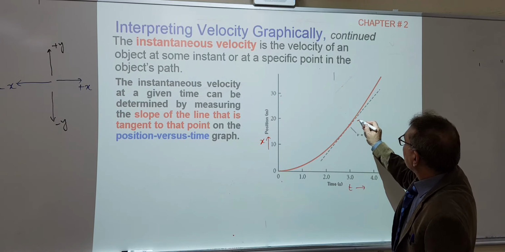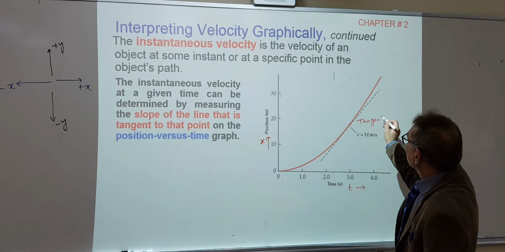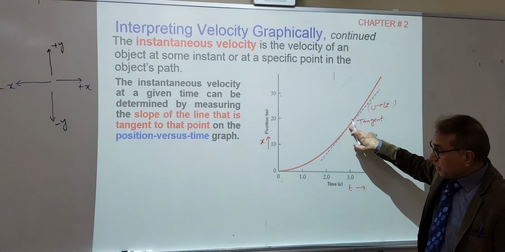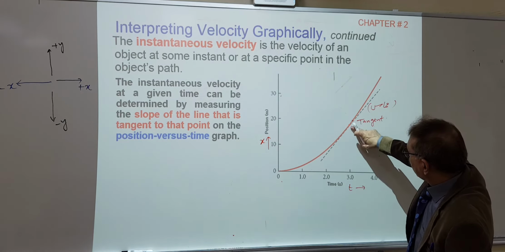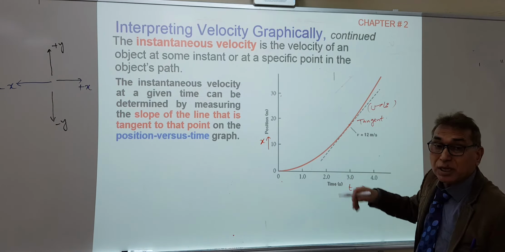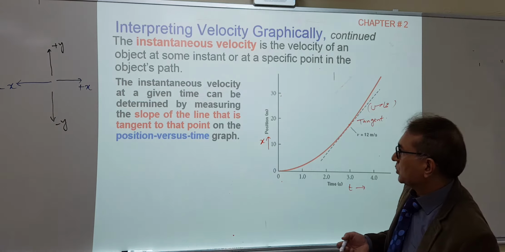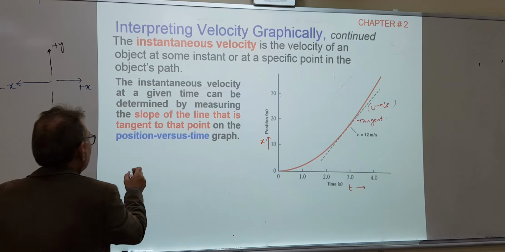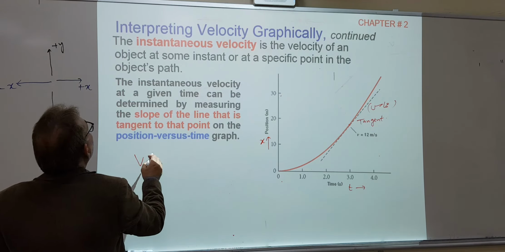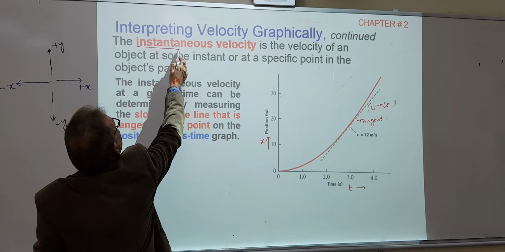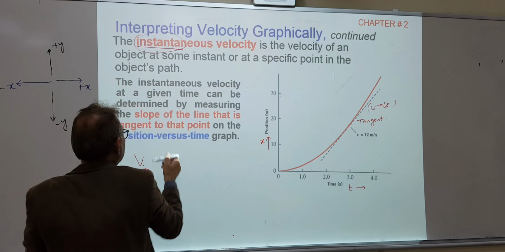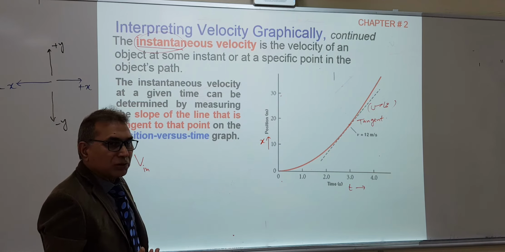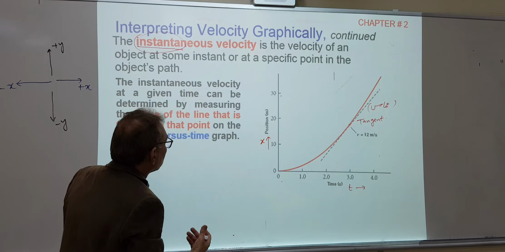What you can do is draw a tangent line at a point where the time is given. For example, at time 3 seconds, you want to find out the instantaneous velocity. What does instantaneous mean? Instantaneous velocity means at any instant, at any time. This time interval is so small, it's not 0, but it is so small that it is very close to 0.